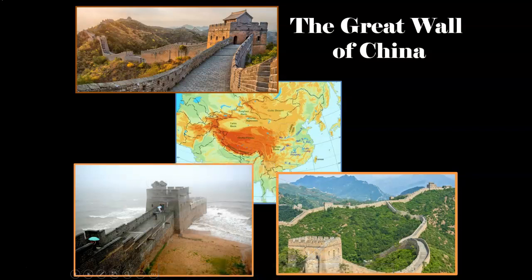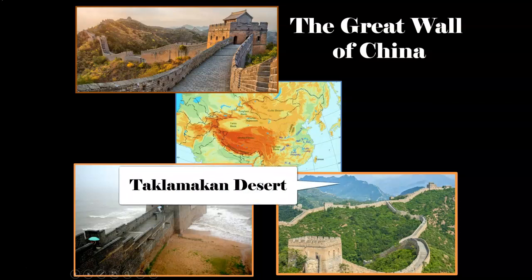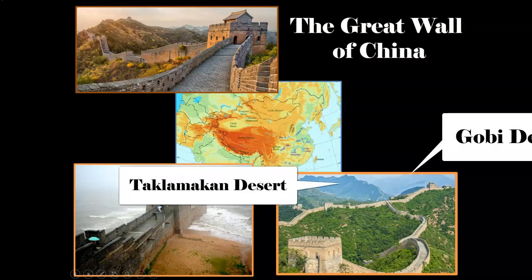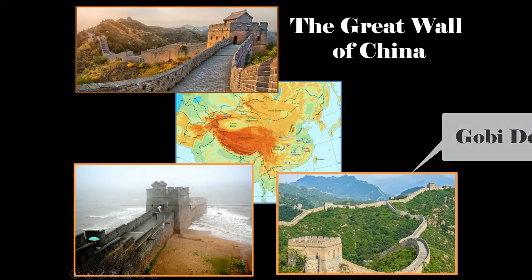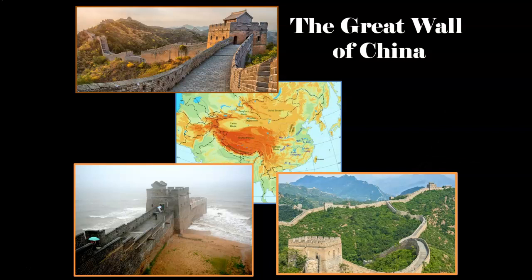And then in the northwest, we have the Taklamakan Desert and the Gobi Desert. Both areas that there are ways through. Merchants have been making their way through there for centuries, really for millennia. But this is not a good way to invade. The only way China has consistently been invaded is from the northeast.